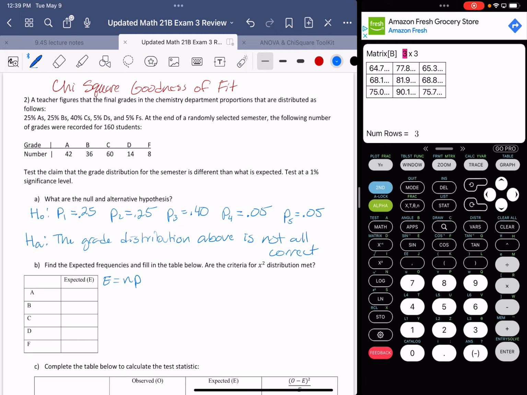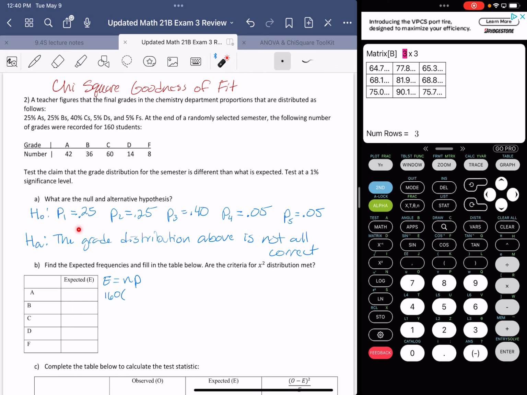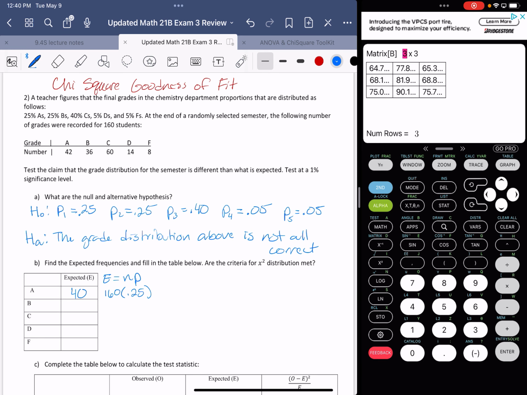So let's do these one at a time. For A, N times P. Well, what's N? What's our sample size? 160, right? We were told there were 160 students. N is the sample size. So that's 160 times P, where for A's, we said the proportion is 0.25. So 160 times 0.25 gives us 40.